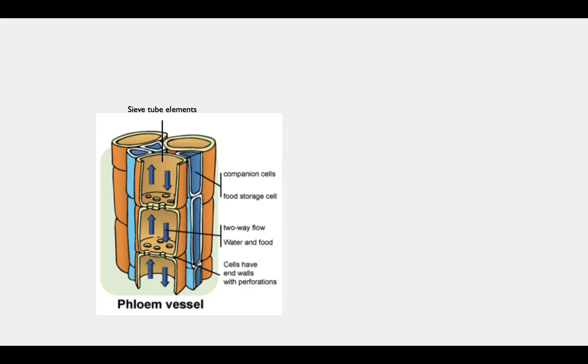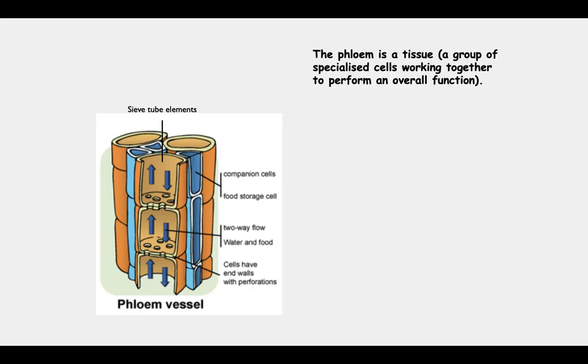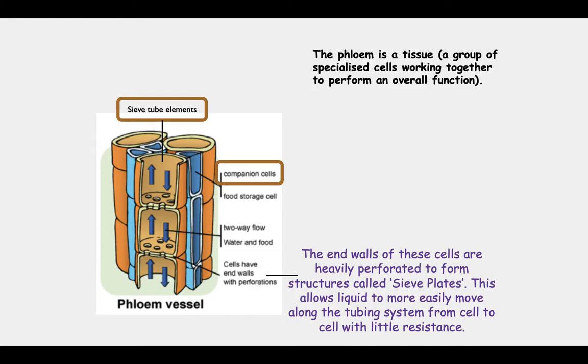Let's have a look at the structure of the phloem. Again, the phloem is a tissue, which is a group of specialised cells working together to perform an overall function. You have companion cells in the phloem, which allow for the loading of the sugars into the sieve tube elements, and it's within the sieve tube elements that the sugars are able to travel from the leaf down to the roots. And we'll talk about this later on in the course.